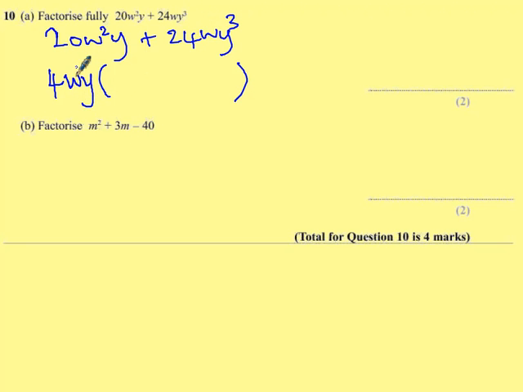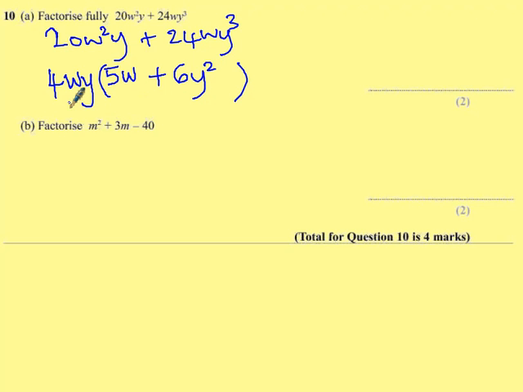Now 4 times 5 is going to make 20. W times W is going to make W squared, and Y times 1 is going to make Y, so we don't need to write anything for the Y. The sign is going to be positive. Now 4 times 6 is 24. W times 1 is W, we don't need to write the 1 because we've got the 6 there already. And Y times Y squared equals Y cubed.